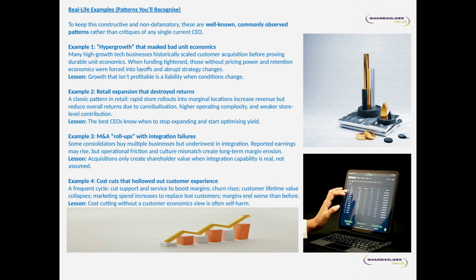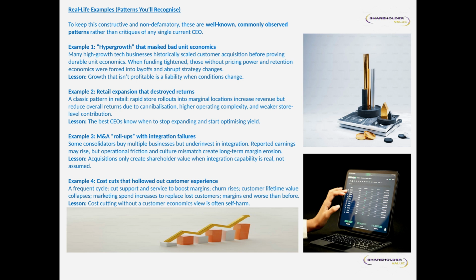It's important to recognize patterns that are common across industries rather than focusing on individual leaders. For instance, many tech companies have pursued rapid customer growth before proving their unit economics, and when funding shrinks, those lacking pricing power or retention end up needing to cut staff and shift strategies abruptly. This shows that growth without profitability becomes a serious risk in tougher times.